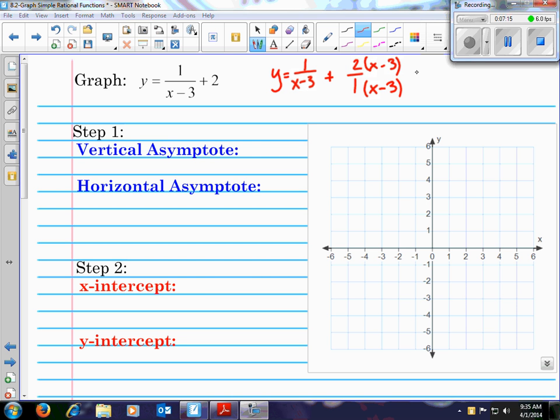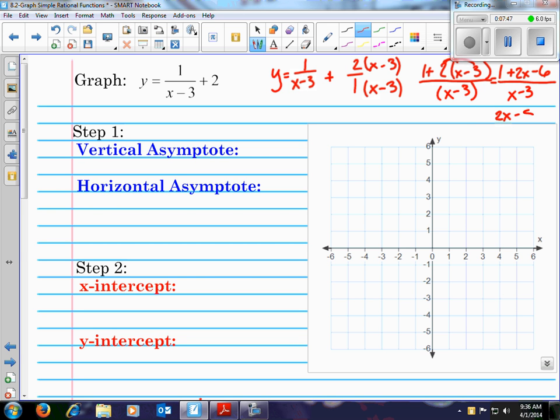So then I'm going to have 1 plus 2 times (x minus 3) divided by x minus 3. And then I'm going to distribute here. So this is going to equal 1 plus 2x minus 6 over x minus 3. And then I can combine this, so I have 1 minus 6, which is going to be negative 5. So I'm going to have 2x minus 5 over x minus 3.